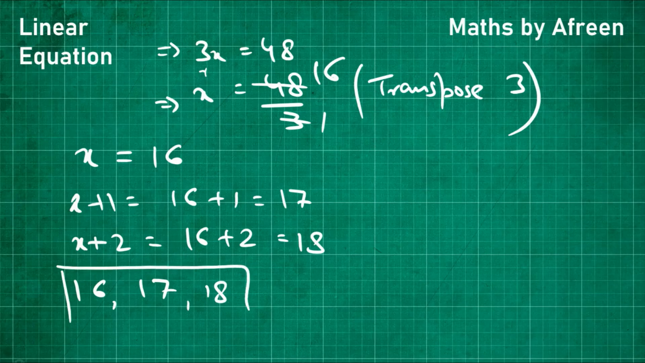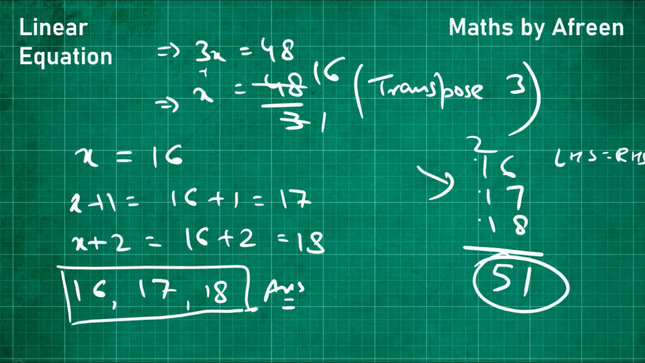If you want to verify your answer, you can do one thing. Just add these numbers and check whether 51 is coming or not. If 51 comes, your answer is correct. If it doesn't come, that means your answer is not correct.